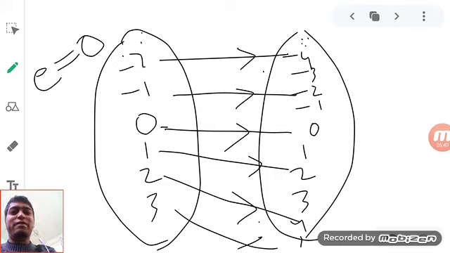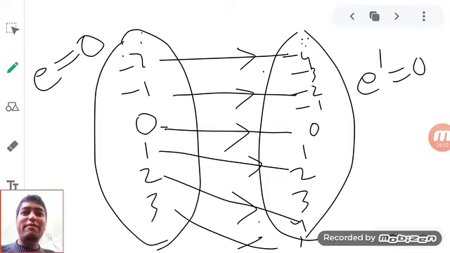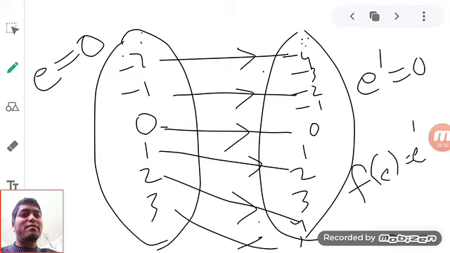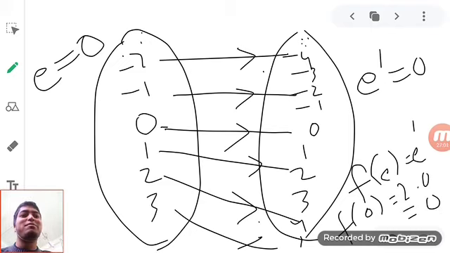E, for the first group, it is 0. E dash, it is 0. So is f(e) equal to e dash? Yes, f(e) is equal to e dash, because f(0) is 2 times 0. It is 0. It is equal to e dash. So there is a possibility that it is a homomorphism. Because there is a possibility, let us try to prove it.